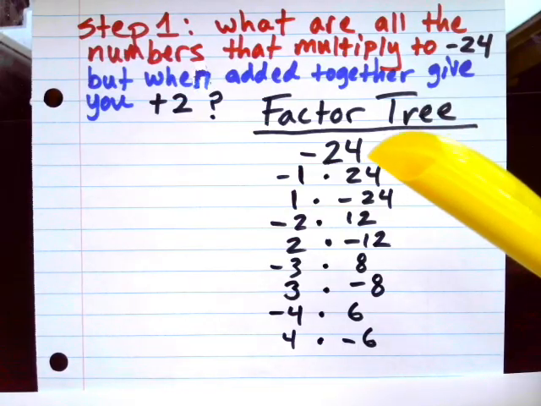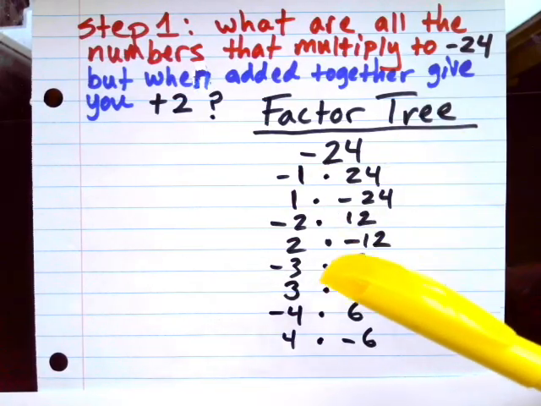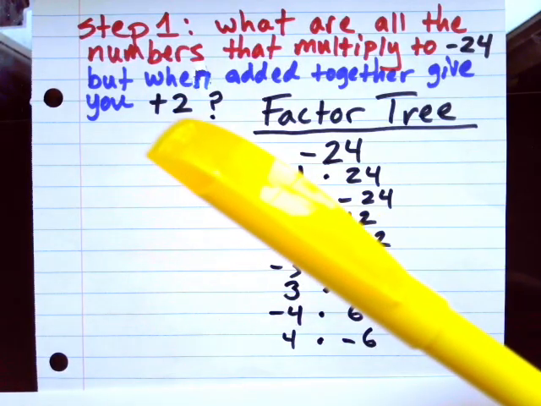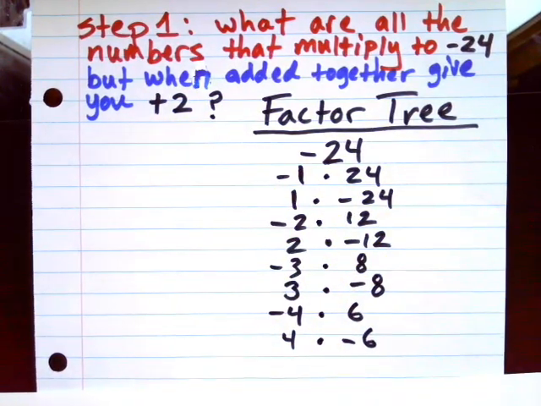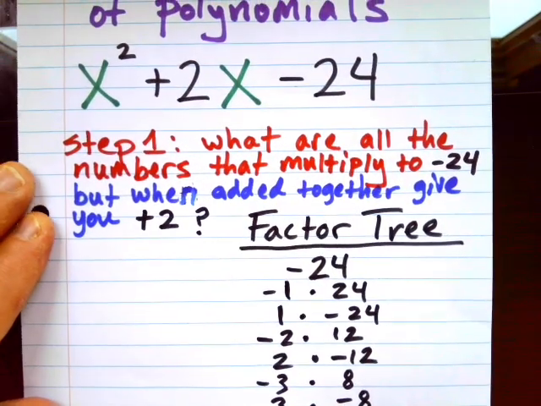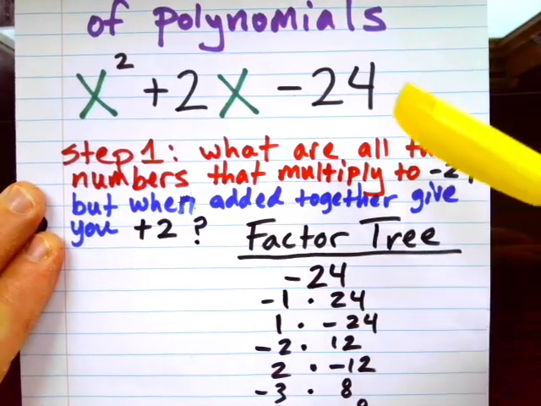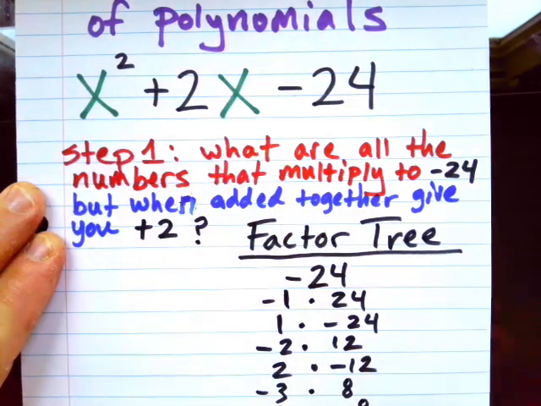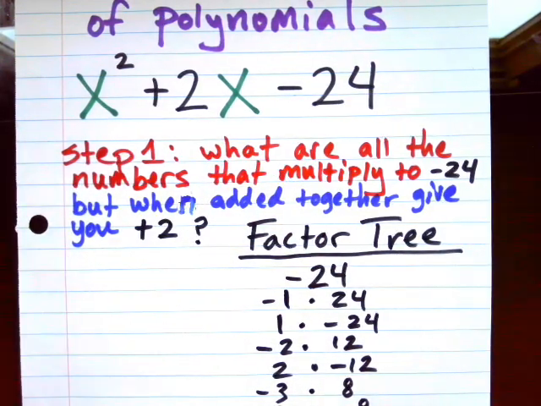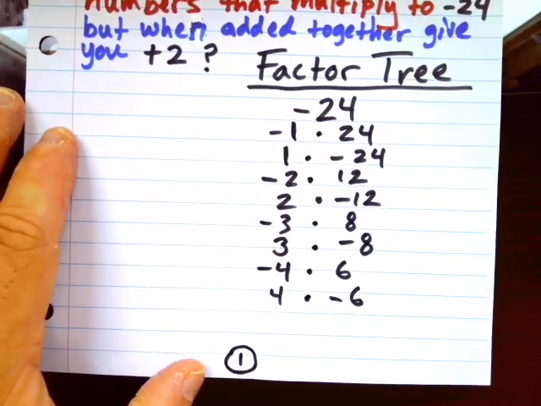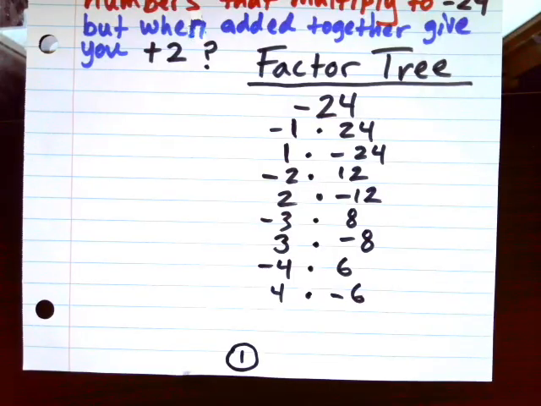My goal is to choose which one of these pairs will add up to a positive 2, that you can see right here. Again, which one of those will add up to a positive 2? Why? Because in order to factor, I'm looking for two numbers that will multiply to a negative 24 but will add up to a positive 2. I'll show these factors again. Pause your video and try to determine which one of these is going to add up to a positive 2.